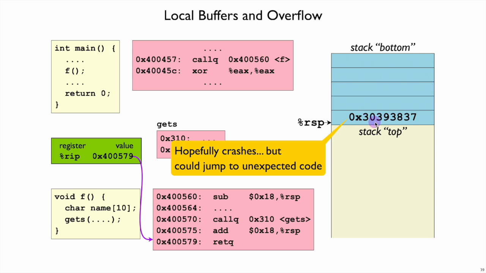Ideally, nothing is at that address and we will crash right away, but it might be some code that actually is in memory and does something sensible for some mode of operation of the program, but not sensible or expected at the point where we're returning from the function f.